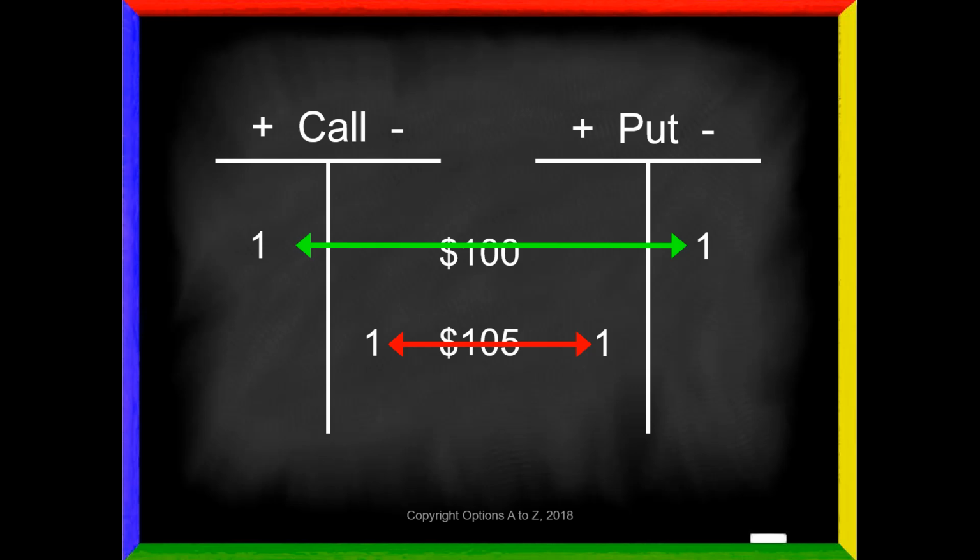So think about it. If I am synthetically long shares of stock at 100, and I'm synthetically short at 105, I am effectively buying shares at 100, selling them at 105, and that means the most I could ever make is 5. But because it is a box spread, it doesn't matter where the stock price is. I am guaranteed to get that 5-point difference at expiration.